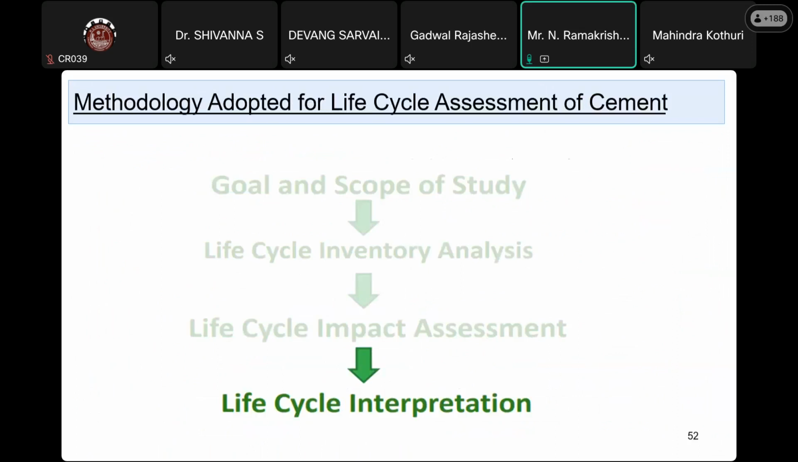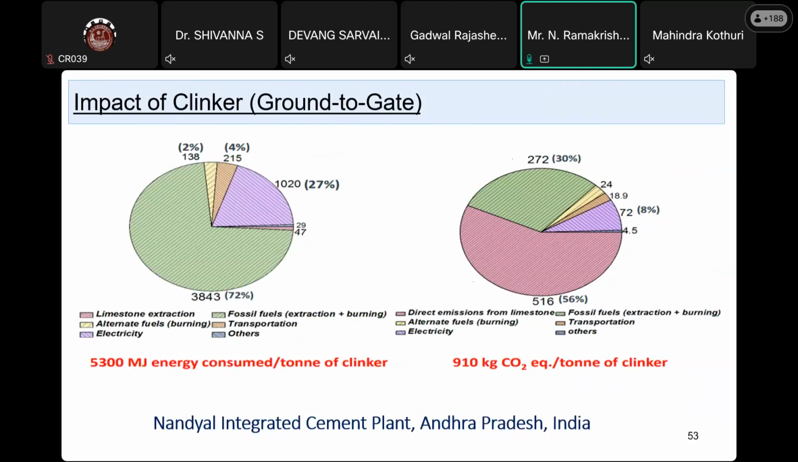So the pie chart is being prepared to show the different energies consumed and how much CO2 is emitted per ton of clinker, for the example of the Nandyal integrated cement plant in Andhra Pradesh. You can clearly see in the pie chart that the maximum is from extracting and burning fossil fuels, and then limestone extraction, alternate fuels, electricity, transportation, and other sundries. The first pie chart is giving energy consumed. The second pie chart is giving the CO2 produced per ton of clinker. This is an integrated cement plant at Nandyal.